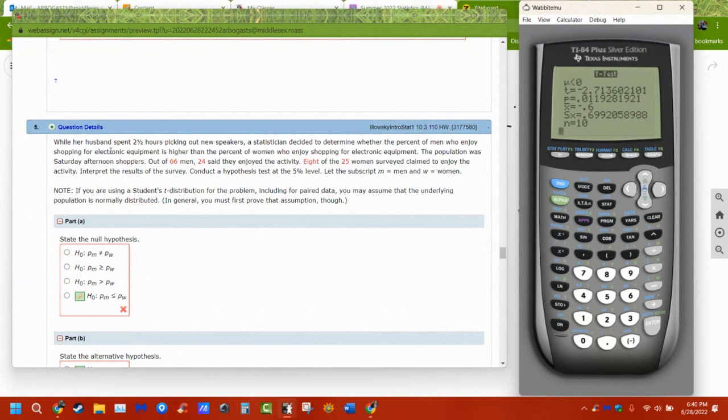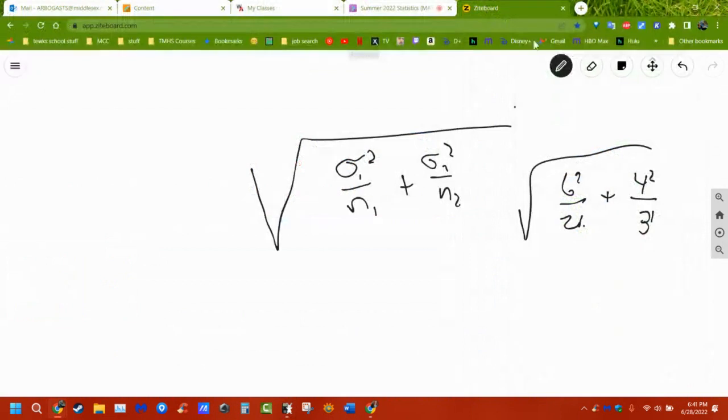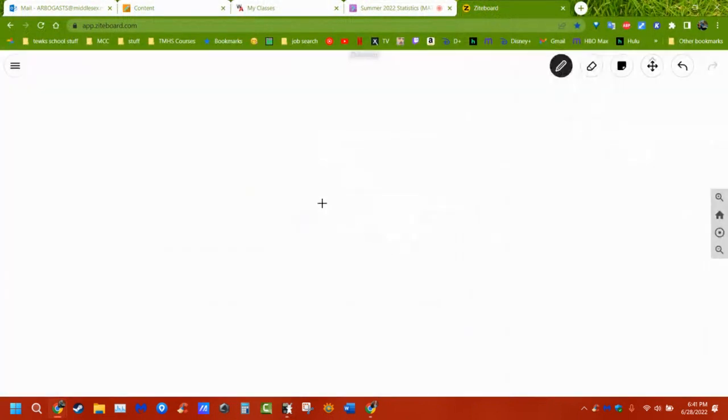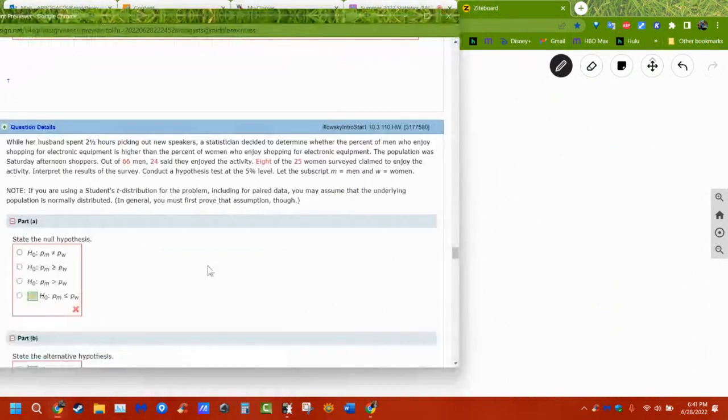Her husband spent 2.5 hours picking out speakers. A statistician decided to ask people if men actually enjoy shopping for electronics more than women do. And so she goes and asks questions, and she gets 24 men out of 66.